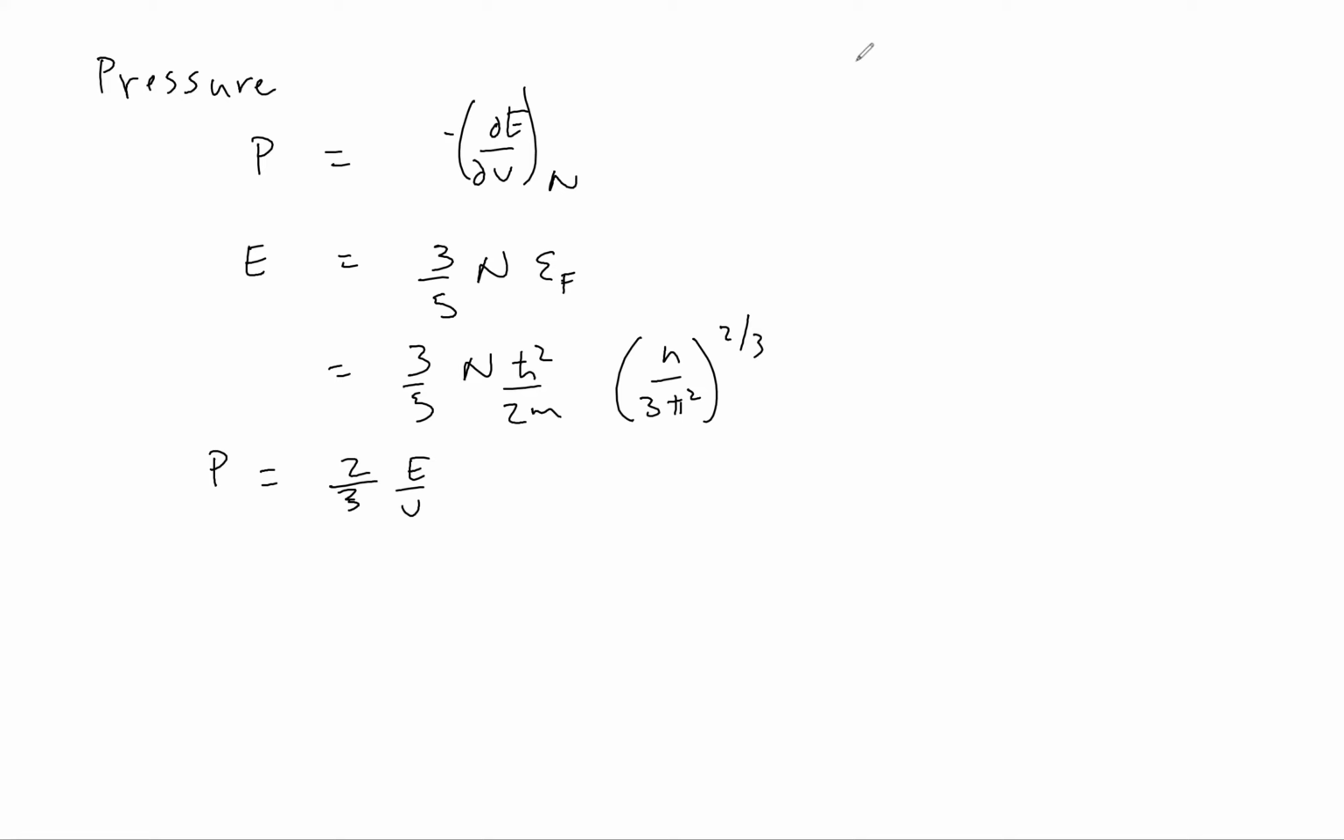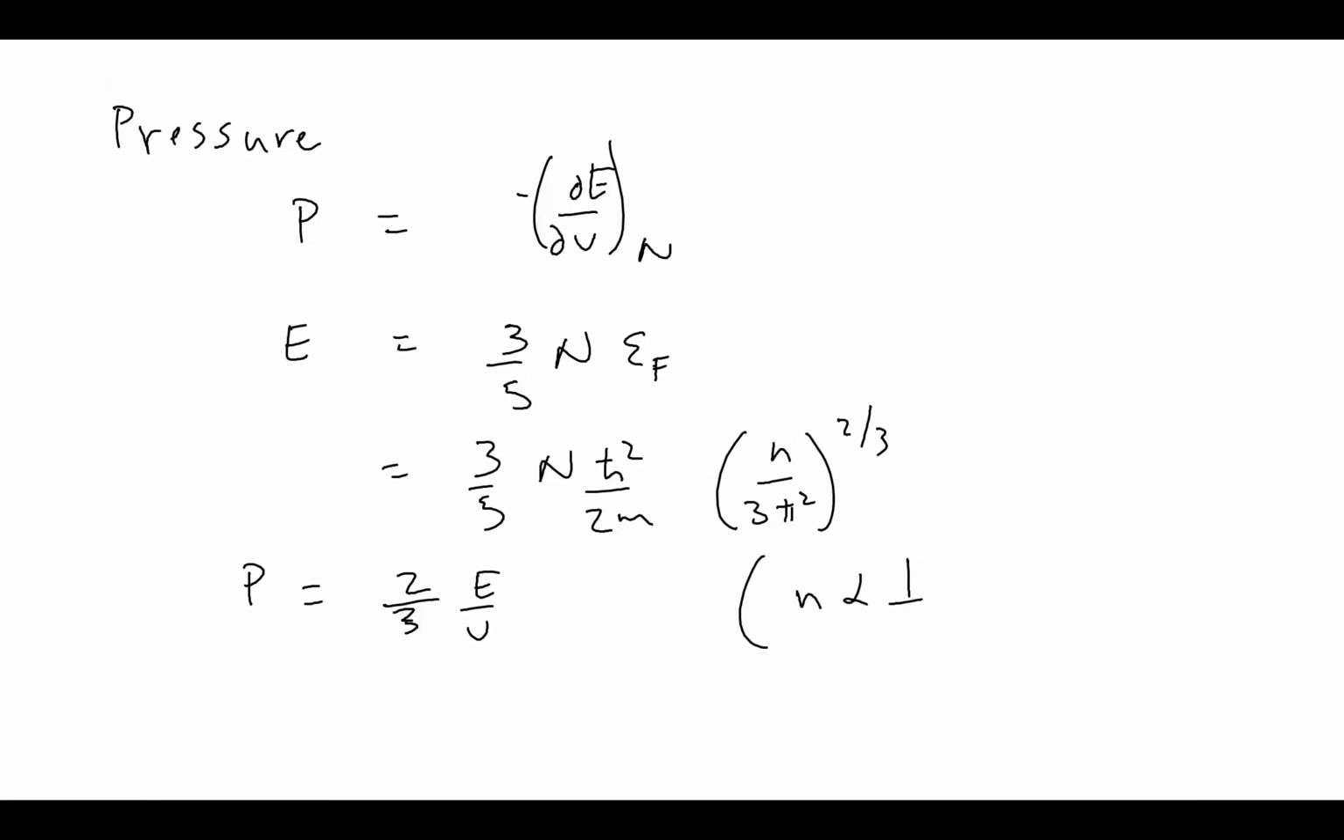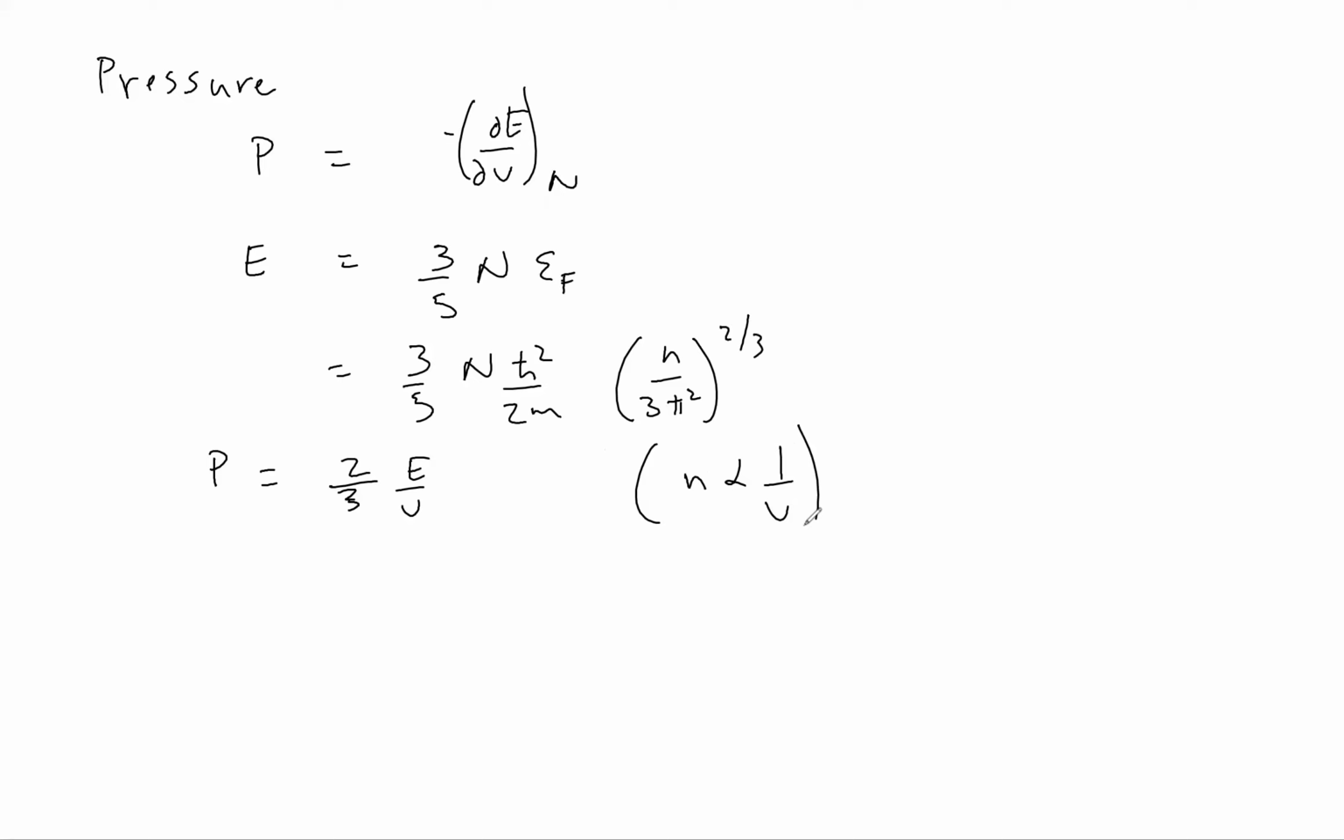Why is that the case? Well, you can see that the density is proportional to 1 over the total volume V. And because the energy is proportional to the density to the 2/3 power, it's proportional to V to the minus 2/3 power. So taking a derivative with respect to V of something that is proportional to V to the minus 2/3 power will bring out a factor of 2/3 and 1 power of V in the denominator. All right, so stick with me here.